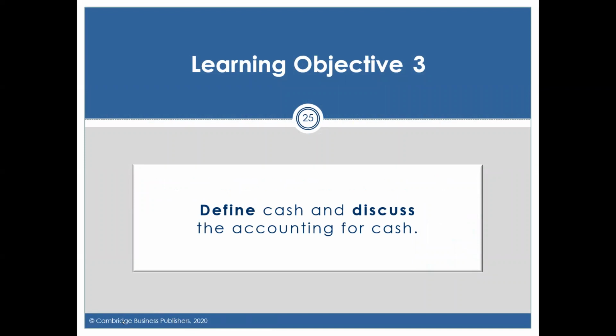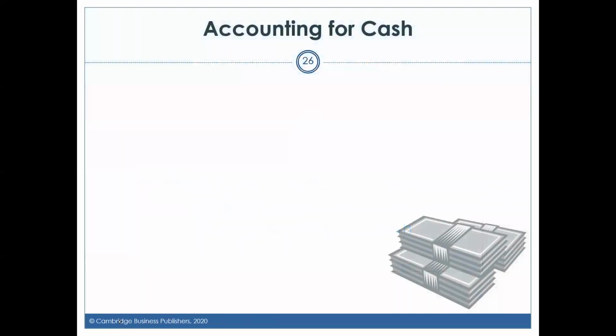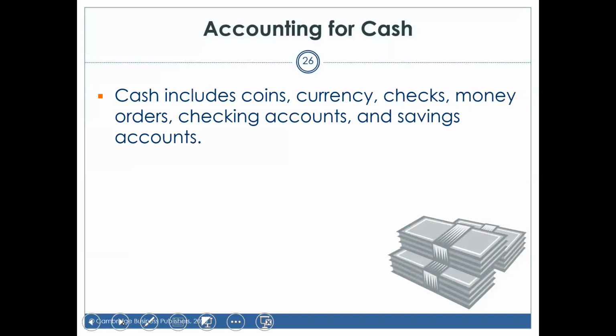All right. In this chapter, the main focus in terms of the exam is going to be understanding companies' internal controls over cash. Why cash? Cash is the most liquid asset. It's the easiest asset to steal, right? That's why.